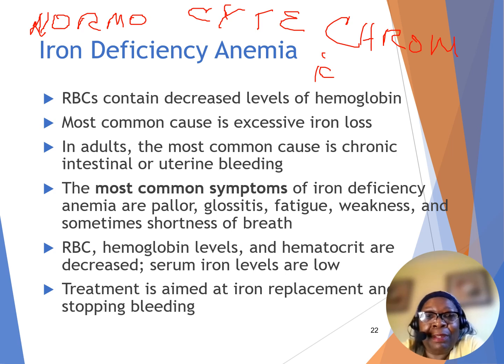Now, the most common symptoms of iron deficiency anemia are pallor, pale looking, glossitis, fatigue, weakness, and sometimes shortness of breath, all related to the same thing. RBCs, hemoglobin levels, and hematocrit levels are decreased. Serum iron levels are low. The treatment is aimed at iron replacement and stopping any bleeding if there's bleeding involved.